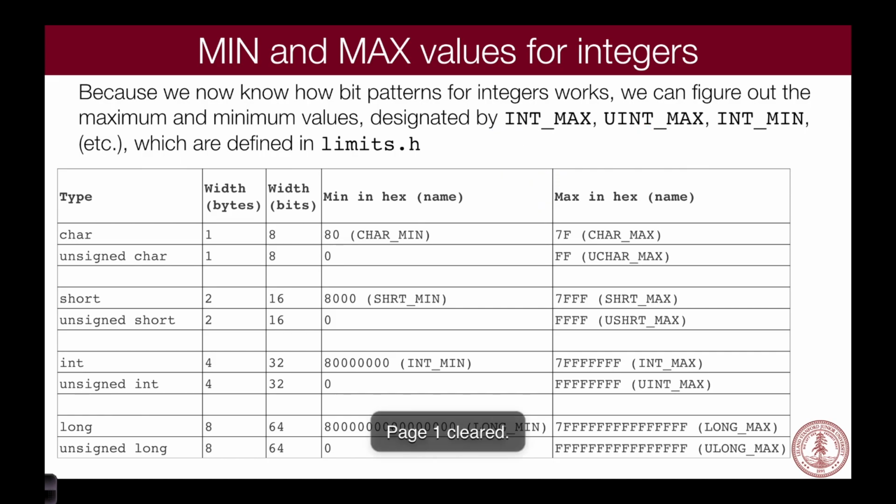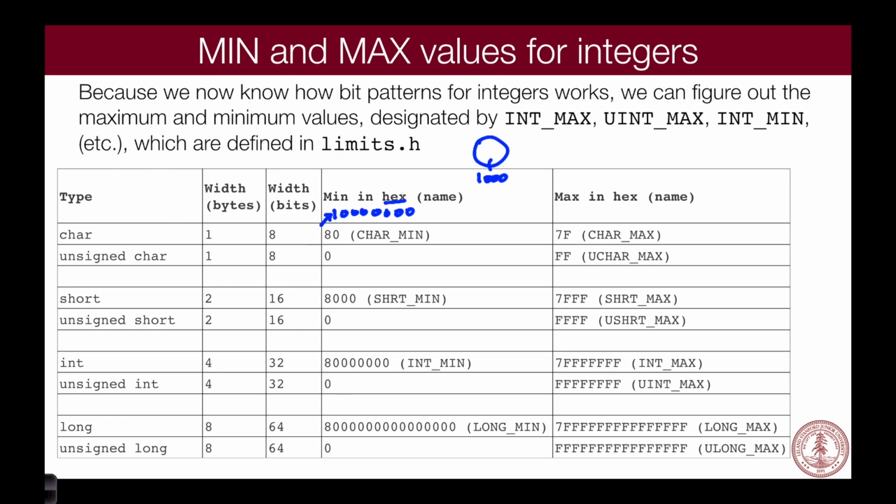Let's look at a couple of these. We've done them in hex as well as in width in bytes and bits. For chars, which are a signed type, the minimum is 80 in hexadecimal, 1000 0000. We know it's negative because it starts with a 1, and it's the minimum because the rest is all zeros, like the 1 with all zeros down on that number line.